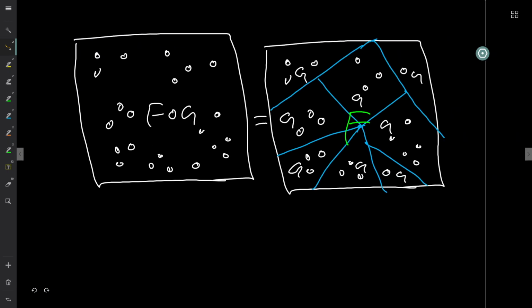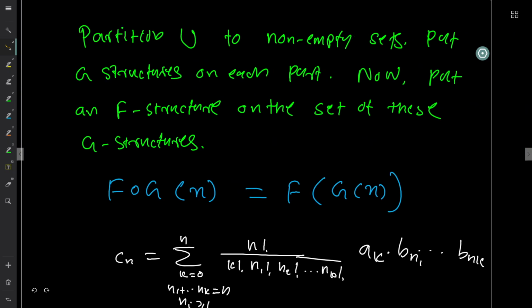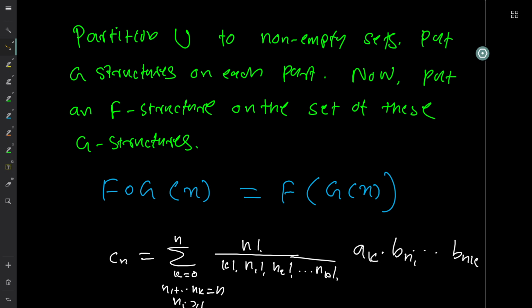Now another way to represent this is that you have this box representation of F composition G, which is basically you partition, right? You partition the set into different parts, then put G structures on each, and then on these G structures you put an F structure, right? So the same thing. So what we are saying is that partition U into non-empty sets, put G structures on each part, now put an F structure on the set of these G structures. That is, F composition G of X is equal to F of G of X.